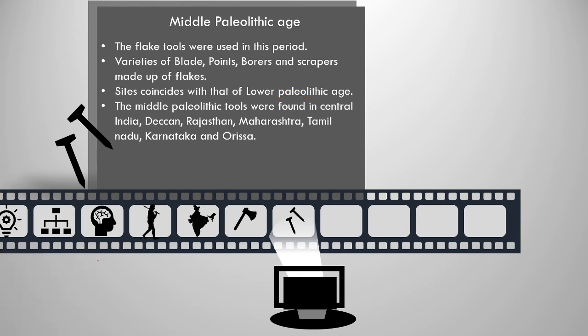Now next is middle Paleolithic tools. The tools which were there in middle Paleolithic ages were found in central India, I can say Madhya Pradesh, Deccan, Rajasthan, Maharashtra, Tamil Nadu, Karnataka and Orissa. So remember these places, these are a little important. Although not all of these are going to come in exams, still it might come.